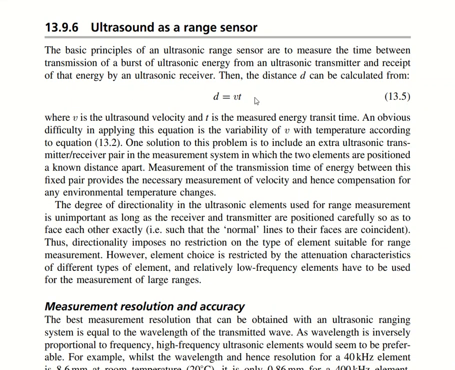So how do you solve this problem? There are multiple ways to solve this problem. One solution is to include an extra ultrasonic transmitter-receiver pair in the measurement system, in which the two elements are positioned a known distance apart. The measurement of the transmission time of energy between this fixed pair provides the necessary measurement of velocity, and hence compensation for any environmental temperature changes.